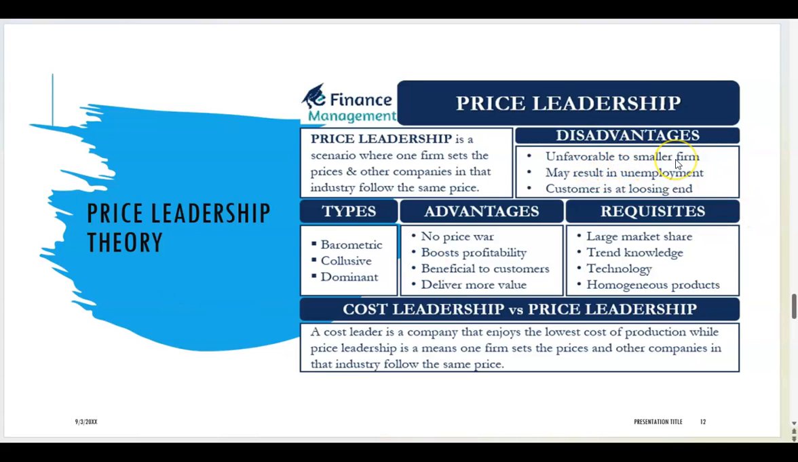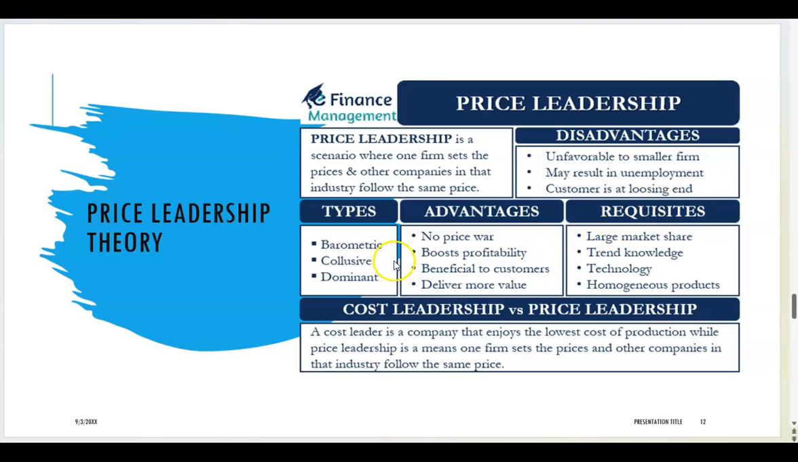Disadvantages. Unfavorable to small firms, they're going to be gobbled up, which is why in something like this, an oligopoly can become a monopoly. And then it may result in unemployment, and the customer is at a losing end. So this is double O, it's losing, it should be losing. Okay, this is misspelled right here, but it's okay, this is not literature class. So what we're looking at is a situation where price leadership theory hurts the consumer, hurts the market. It makes prices artificially high because it dilutes or removes competition.